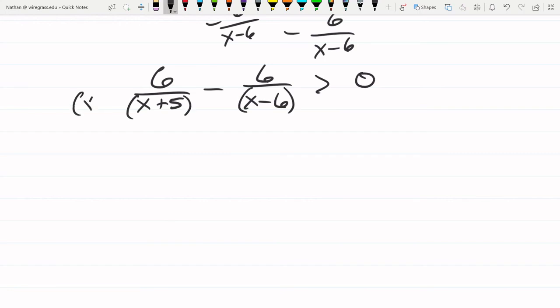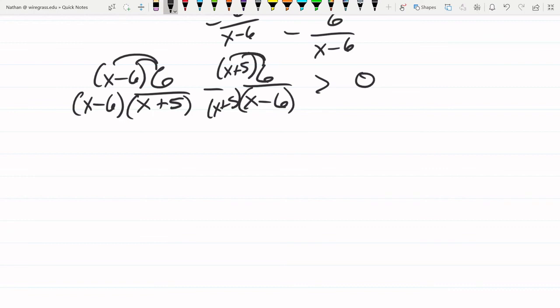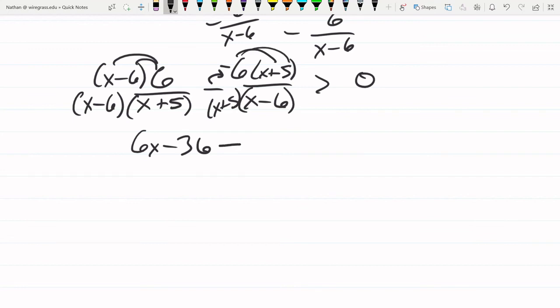And that's going to be x minus 6 times x plus 5. I'm going to multiply each one by the other denominator. On top, I'm going to distribute the 6 into there. The same thing with this 6. Also, this negative needs to be distributed in there as well. So that's going to give us 6x minus 36. And then what you can do is, let's actually think of this as 6 times x plus 5. And then this negative goes to that and becomes negative 6. And that gets distributed. So now we have negative 6x minus 30.